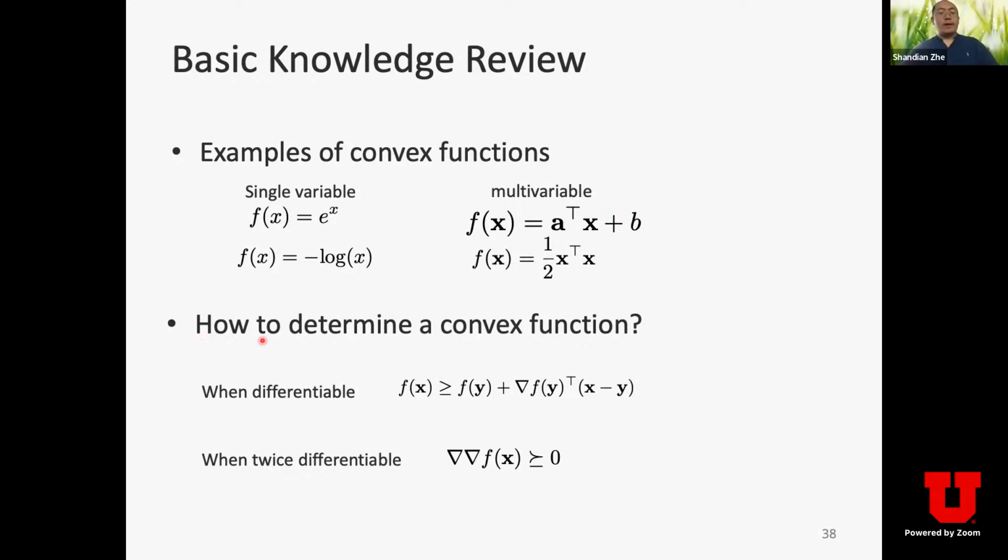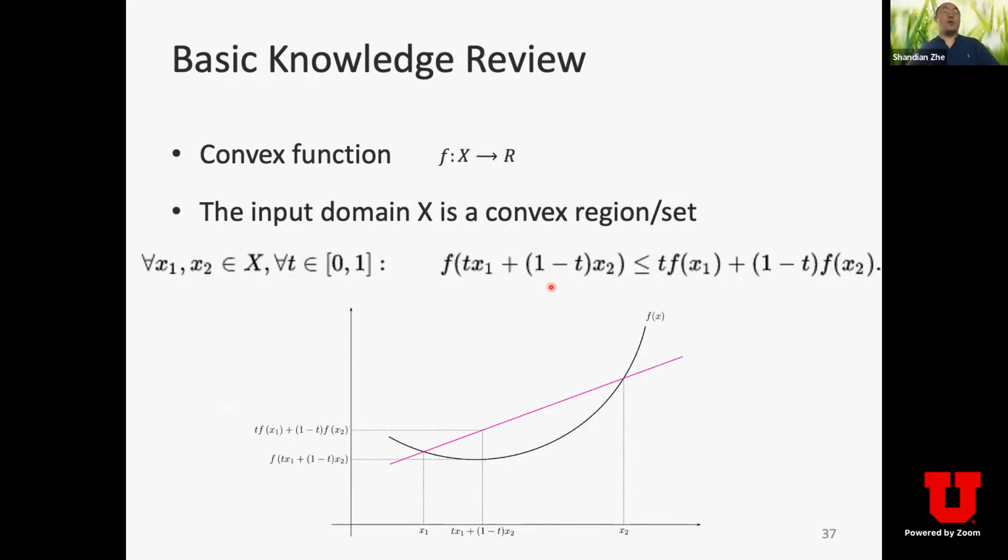Now, given a function, how can we determine if this function is convex or not? Of course, we can show the convexity according to the definition, but that is really quite complicated, quite hard. So we have two other commonly used criteria to determine the convexity. First, if this function is differentiable, then as long as you can show that for arbitrary x and y in the domain this inequality holds, then f is a convex function. And we're going to talk about why. There's a theorem that if this inequality holds, you can derive that the definition inequality will always hold.